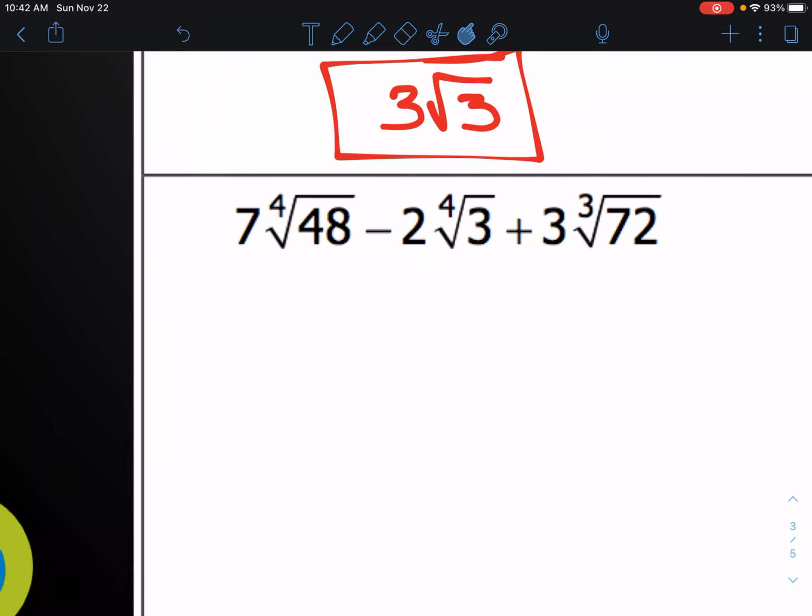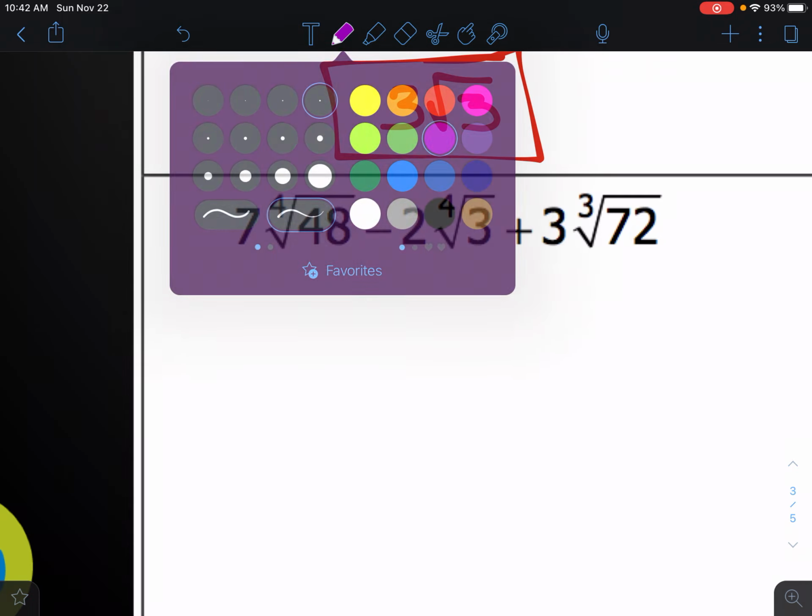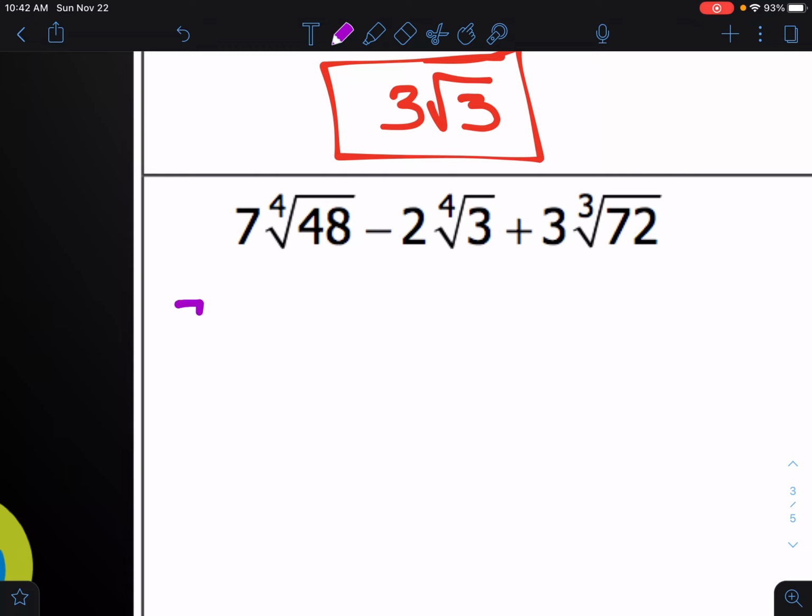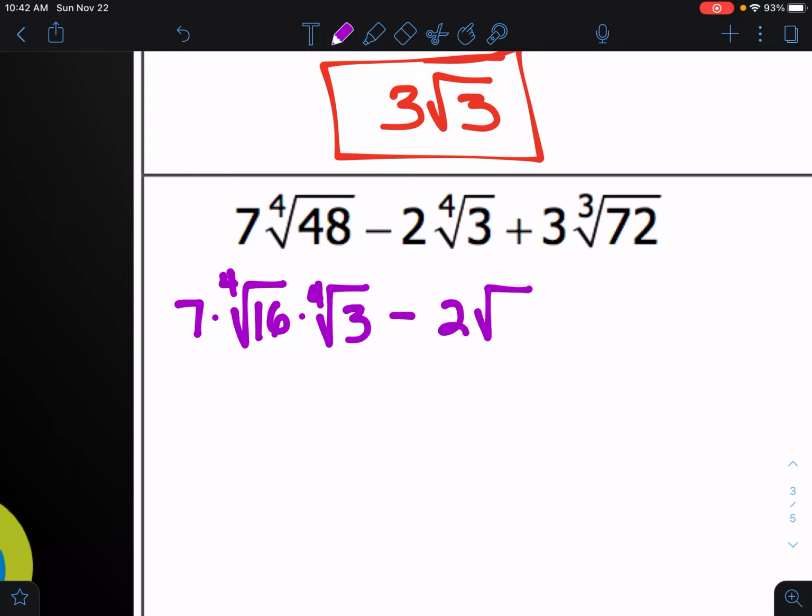All right, so I got 4th root. So once again, use your chart if you've got to. I want to break this apart. So the biggest one would be 16 would go in there, times the 4th root of 3, excuse me. This one I can't do anything with. And this is a cube root this time, so this would be cube root of 8 and cube root of 9.